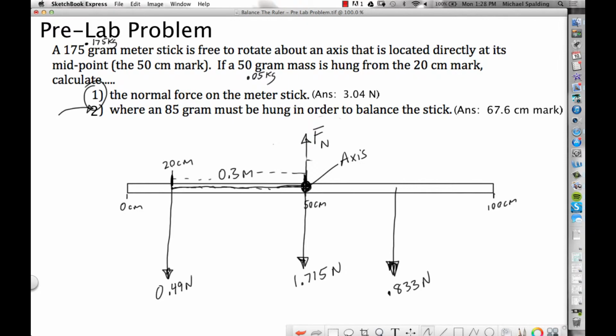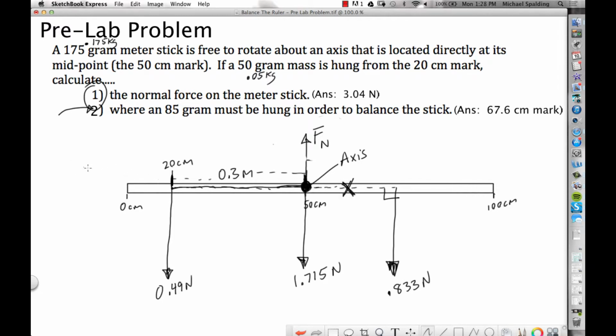Okay, that's 0.3 meters. I just subtracted the two. The mass is at the 20 centimeter mark. The weight of the meter stick is at the 50 centimeter mark. And that's the axis. We got 30 centimeters. Okay, now what's the distance in here? From here over to this force is x. That's what we're solving for, x.